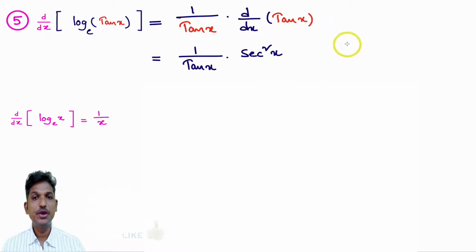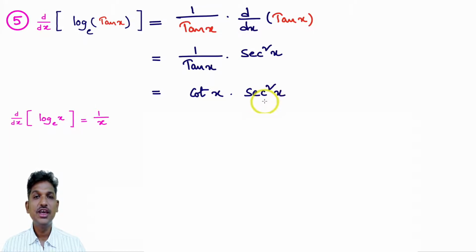You learn 23 formulas, na? In those 23 formulas, this is one of the direct formulas. We know that derivative of tan x is secant square x. So 1 by tan x into secant square x. If you want, you can simplify this further. We know from trigonometry formulas, 1 by tan x can be written as cot x. Cot x into secant square x.